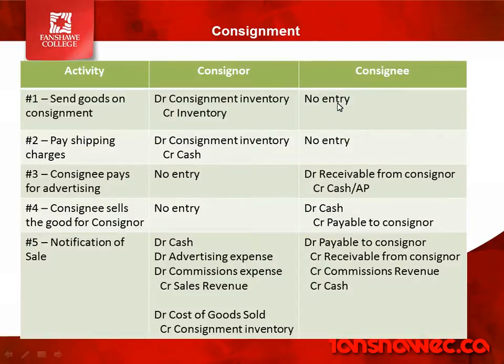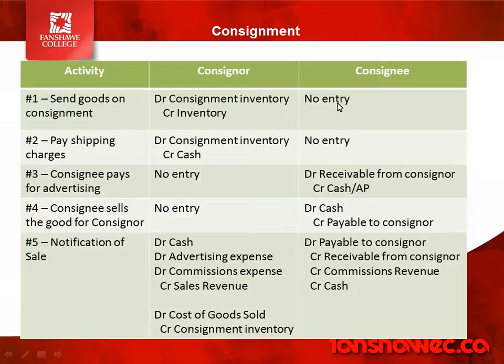Well, there were five separate activities that I identified on the other page. Here are the 5 activities listed in a chart. I like the style of this chart because it shows you who has to do a journal entry on which date, right? So let's look at activity number 1, when we send the goods out on consignment.